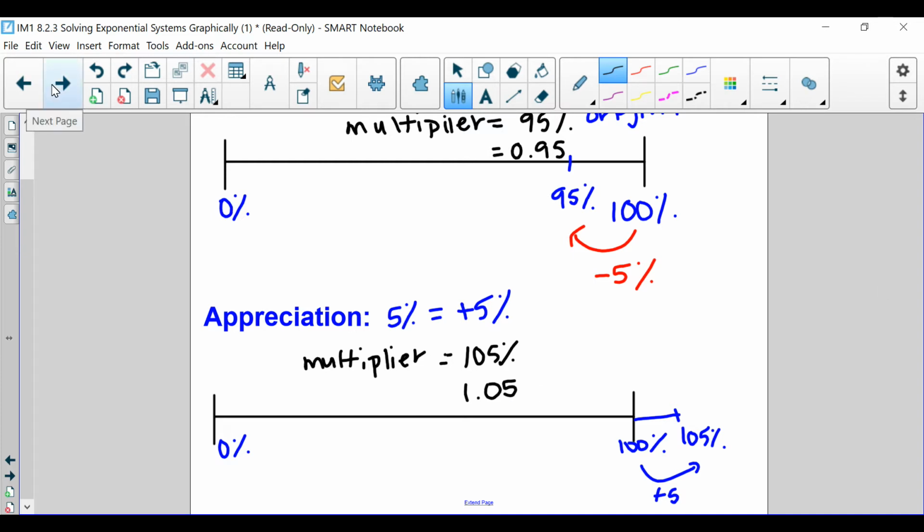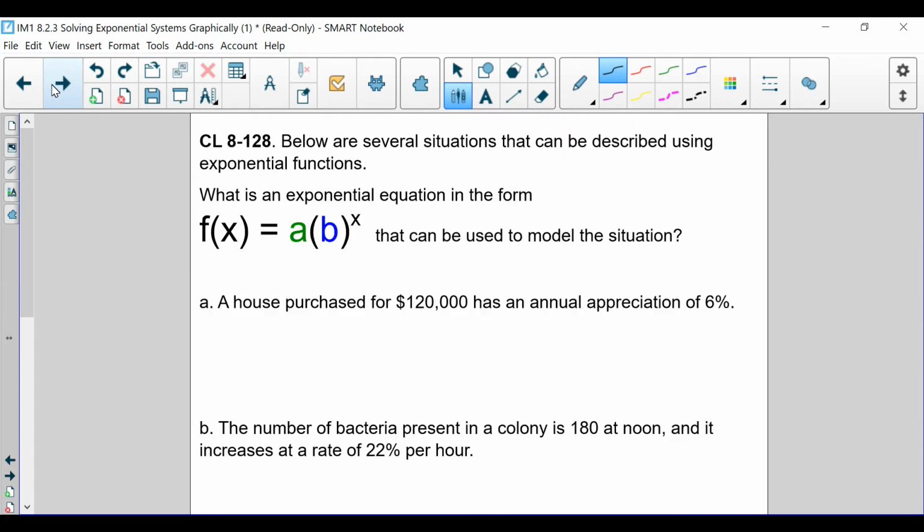So let's actually go over some real life examples here. Okay? So remember, we're following this notation where we know that A represents the y-intercept. Remember that A represents the y-intercept. And then B represents the multiplier.